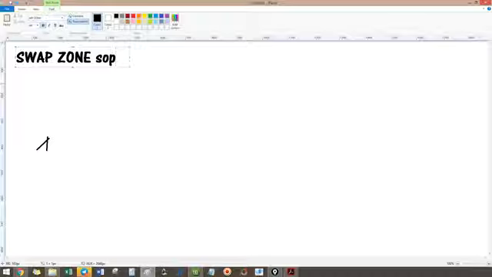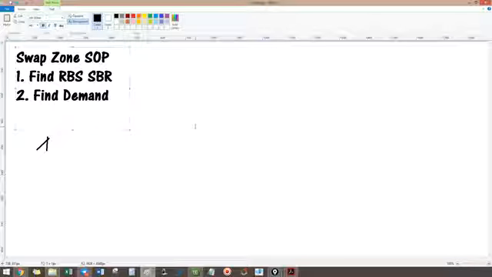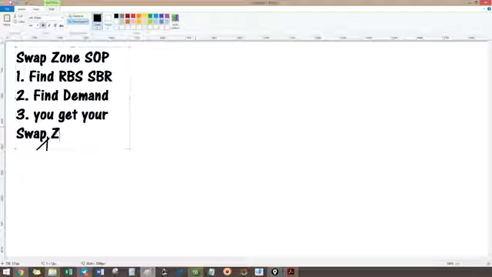SOP, standard operating procedure, for the swap zone. First, find RBS or SBR. Second, find the demand. Third, find that you get your entry. Simple as that.